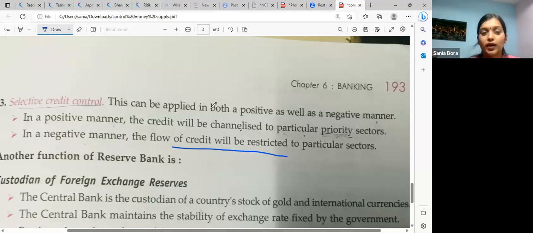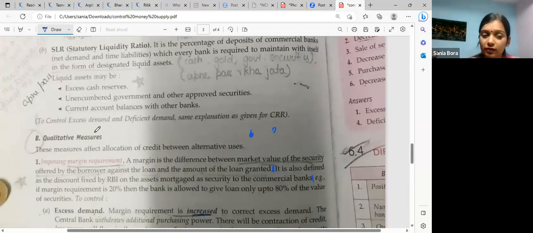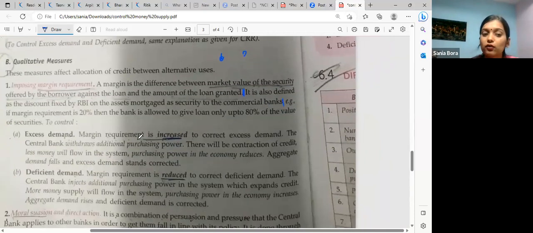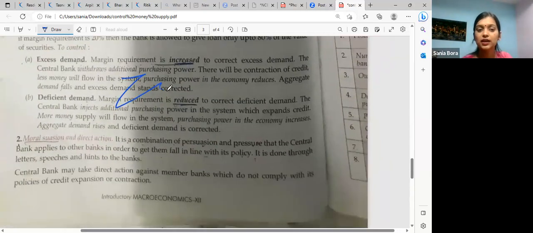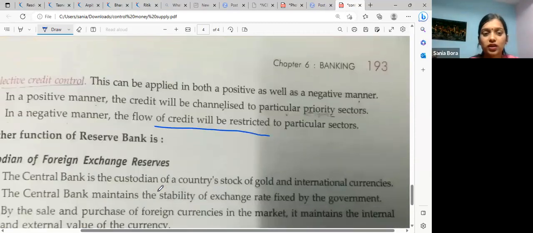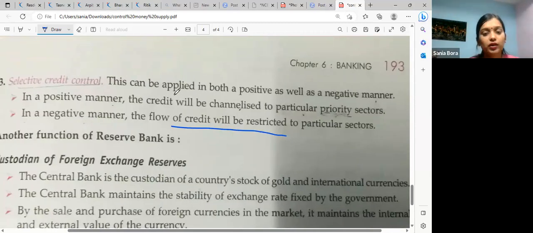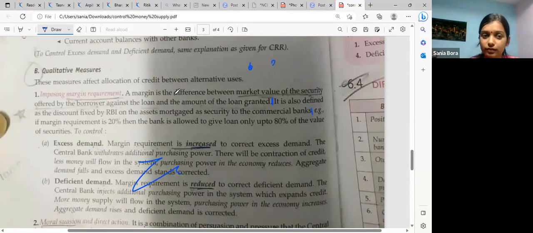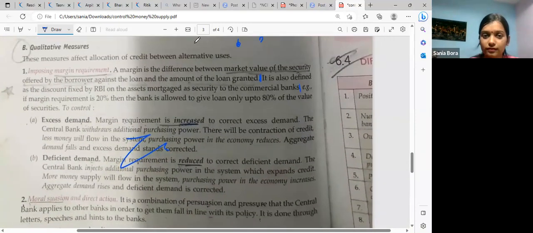Yes, ma'am. So now you will write qualitative measures. First, you will write imposing marginal requirement till here. And then you will write 8 lines, 8 and 1 line. Here you will leave the lines. And then moral suasion, write it down. No need to leave any line because over there is nothing. And then selective control, here also you don't need to make the lines. Okay, write it down and let me know once done.